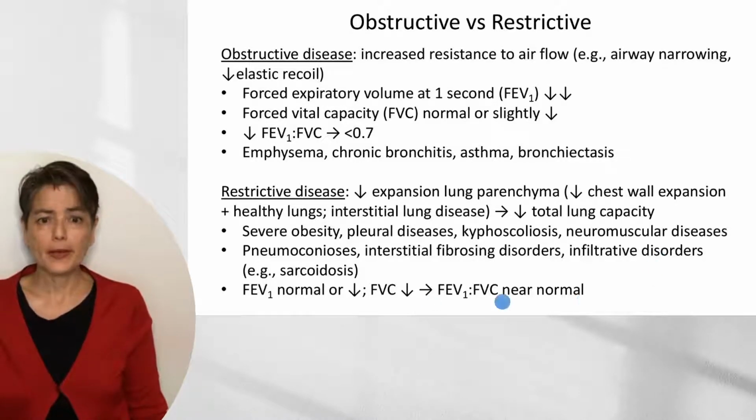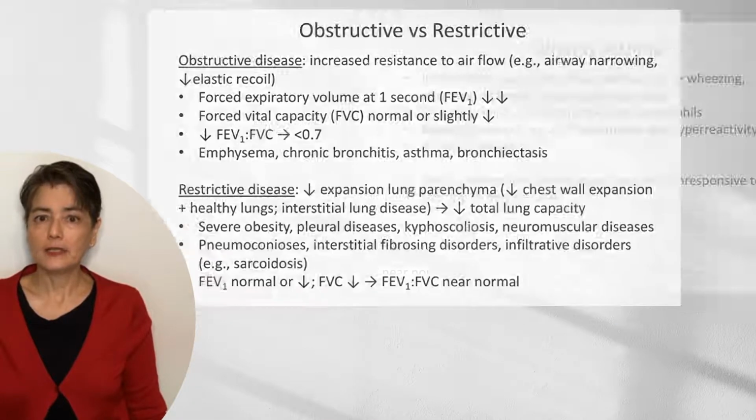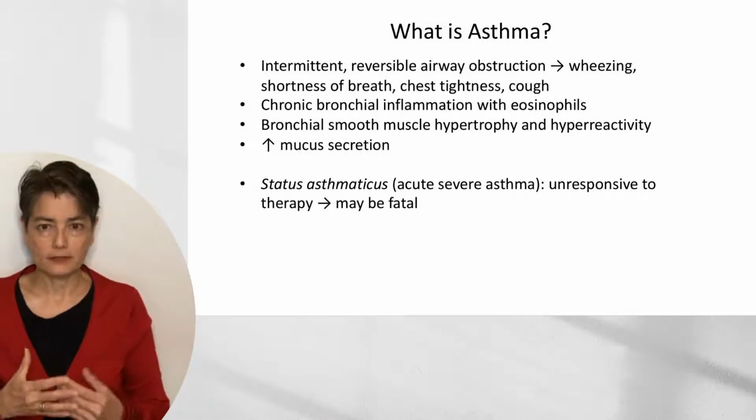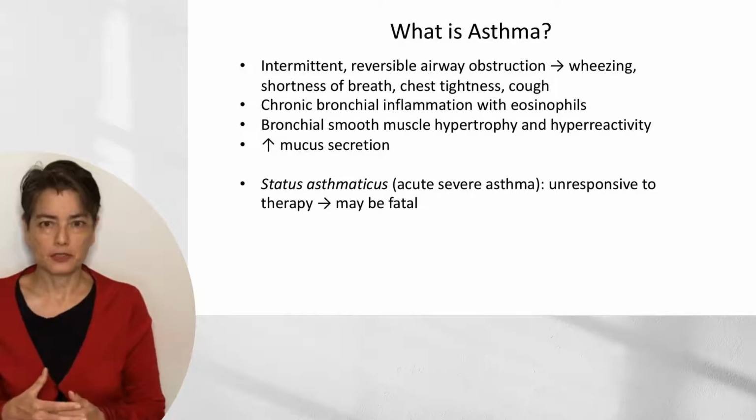And what we see in these patients is that the FEV1 is typically normal, maybe slightly decreased. FVC, so forced vital capacity, would be slightly decreased. But because this can also be decreased, we have an FEV1 to FVC ratio which is near normal. So with that in mind, let's talk about an obstructive disease, asthma, as a model for obstructive disease.